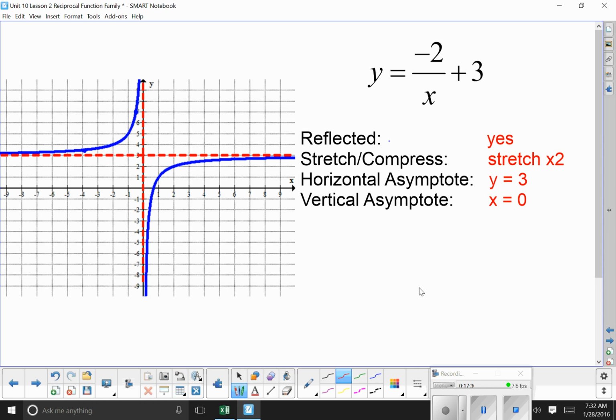Finally, we have another one that's reflected. So instead of being in the upper right, lower left, we're in the upper left and lower right. We've got a stretch by 2. y equals 3 is our horizontal. h is just 0, so we're still on the y-axis. Because it's stretched by 2, I'm going to go left 2, up 1, left 1, up 2. There are my 2 points. Whatever I do to the right, I can do to the left, and I've got my curves.